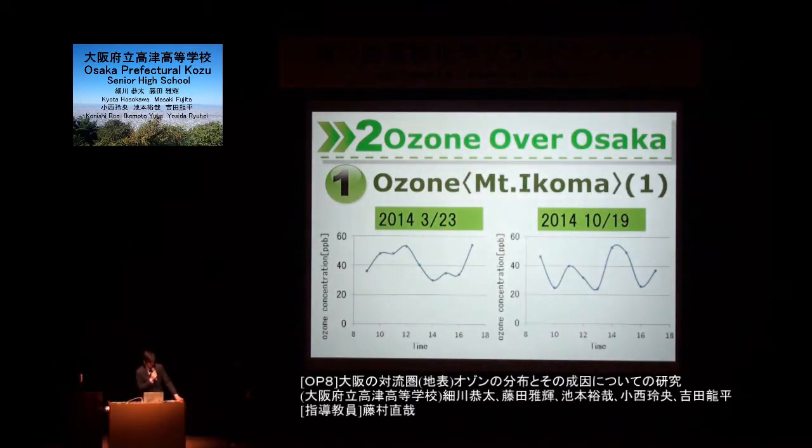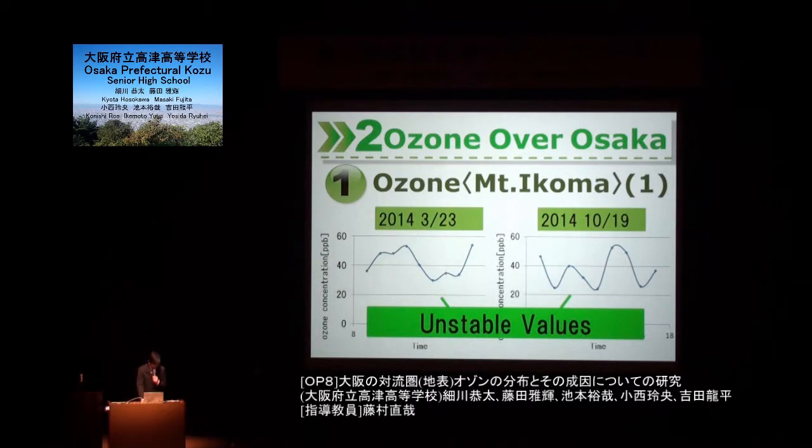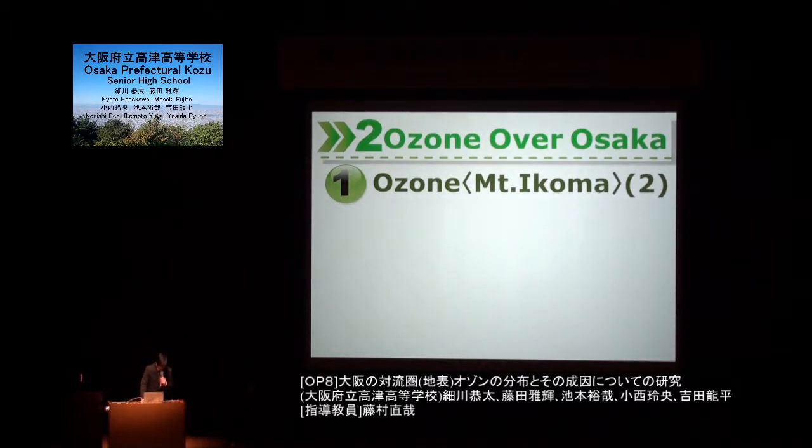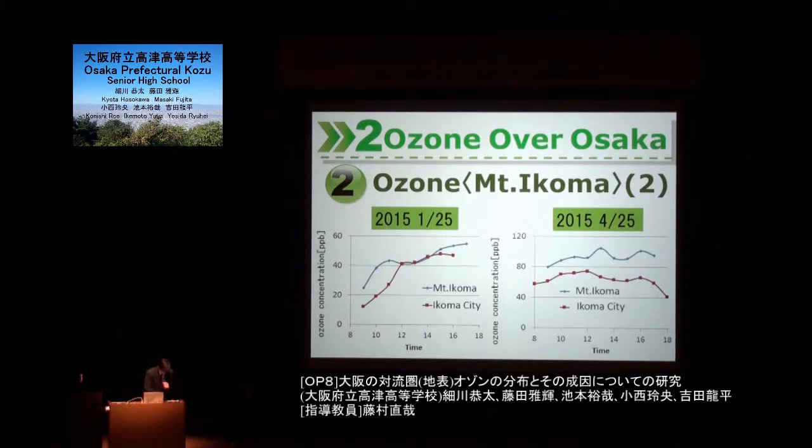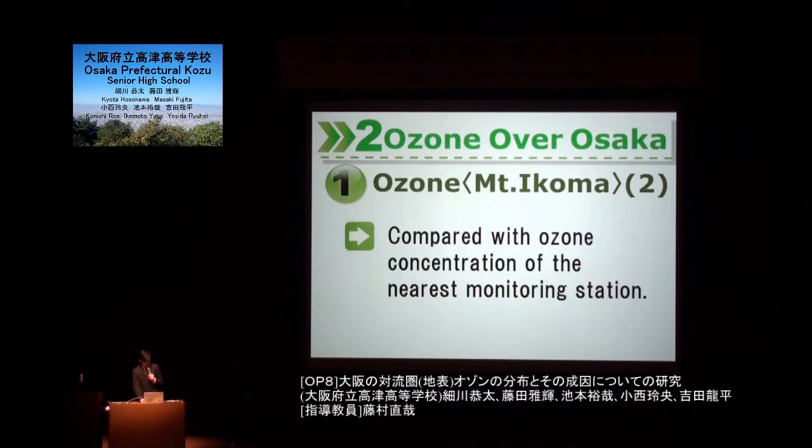First, let us talk about the results of measurement at Mount Ikoma. In both measurements, we see unstable values, which we thought was due to strong winds unique to the mountains. Next, we compared ozone concentration measured in January and April this year with values of the nearest monitoring station. As you can see in the 2 graphs, we measured higher values on the top of Mount Ikoma than the nearest monitoring station.